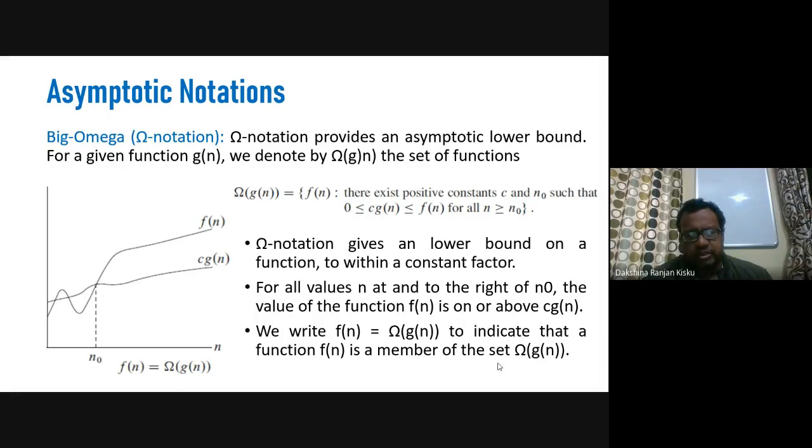So big omega of g(n) is a class of functions or set of functions, and this asymptotic notation big omega gives the lower bound. By this notation, we can have the best case time complexity. That means the minimum time which is required by the algorithm can be represented by this big omega notation.